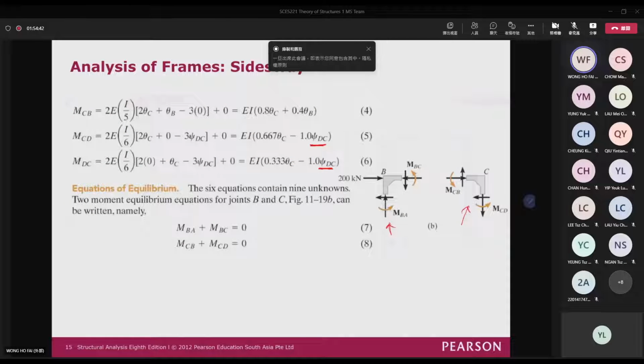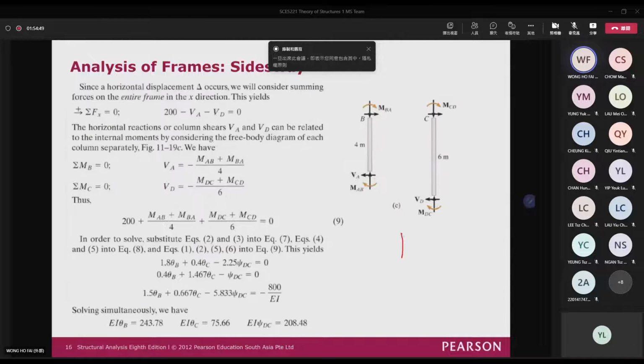Then actually I will consider the equilibrium of the member. Now you can imagine I have the force here. My frame structure is something like that. I have 200 applied here, and then here I will have my VA, and then here I will have my VD, sorry. So 200 minus VA minus VD is equal to 0. So I will use summation Fx is equal to 0 to find that.